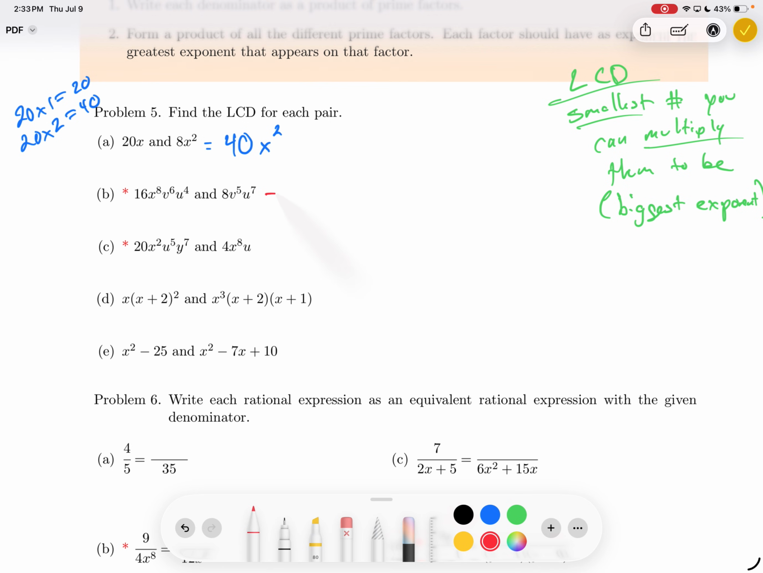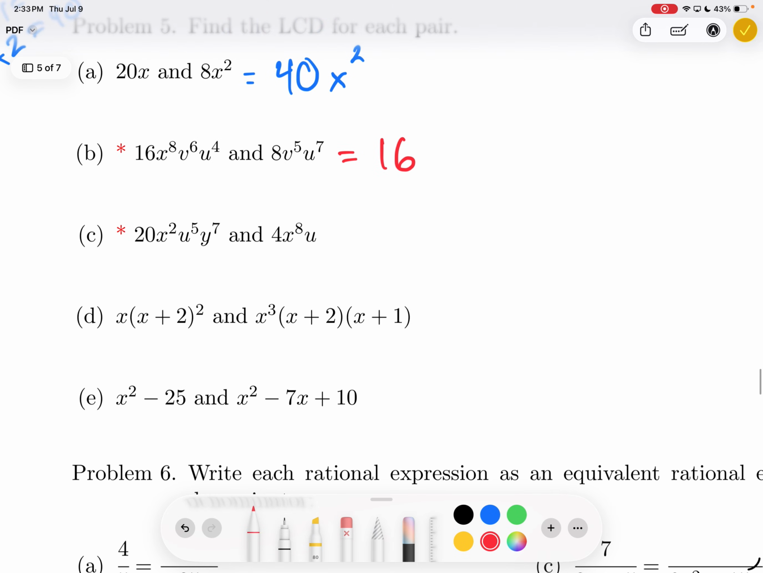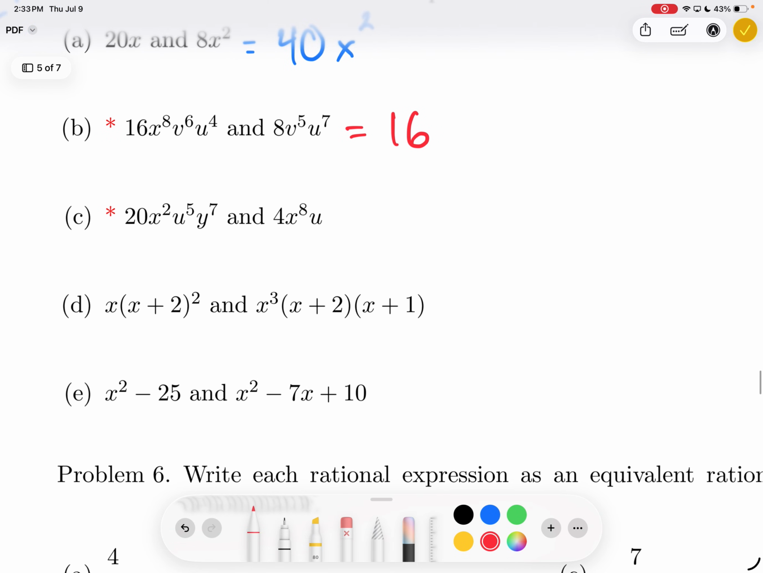Next one, my LCD of the numbers is going to be 16. Zoom in a little bit here. Because 8 and 16, the smallest number they both multiply to be quickly would be 16. I can multiply 16 by 1 to get to 16. I multiply 8 by 2 to get 16, right?